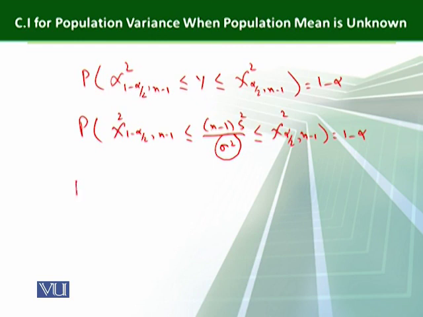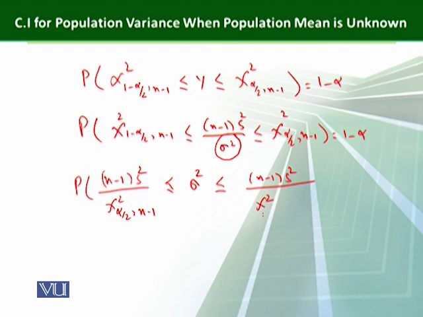So the confidence interval that we get in this case is: n minus 1 s square over chi square alpha by 2 with n minus 1 degree of freedom, less than or equal to sigma square, less than or equal to n minus 1 s square over chi square with 1 minus alpha over 2 with n minus 1 degree of freedom, and that is 1 minus alpha. So that is the general form of the confidence interval for the population variance sigma square when the mean is not known, and it follows the chi square distribution. These are the limits of the confidence interval for the population variance.